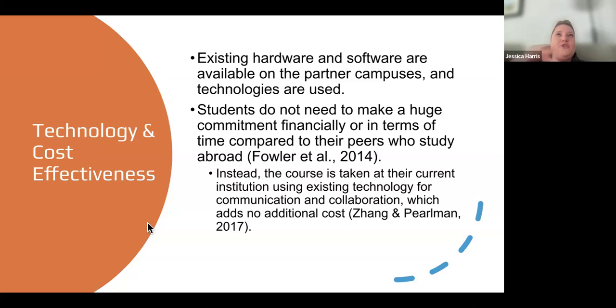In terms of time, compared to their peers who study abroad, this is part of their course. It's integrated into the course and into the assignments they're doing. They already have Zoom and use those types of materials, so they're able to have this study abroad experience without actually traveling, which shows the equitability of giving students opportunities they may not have otherwise. Using their current institution's course and existing technology for communication and collaboration, this adds no additional cost for the student. We don't charge them extra for a COIL course. They can register for it as a course in regards to their major, and that's how we've implemented it.